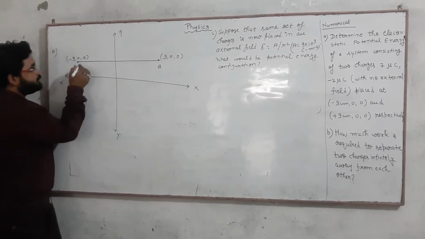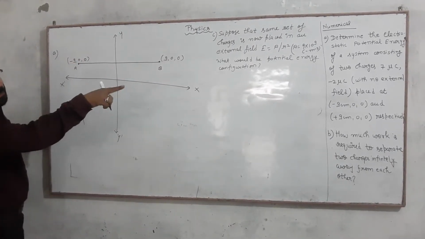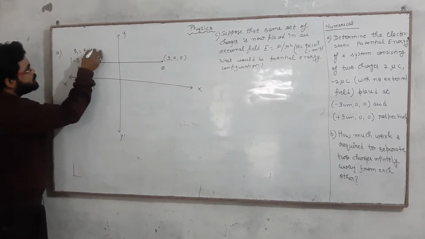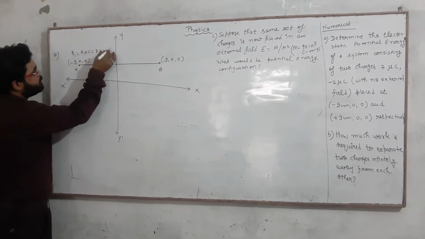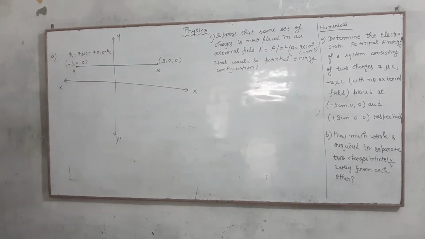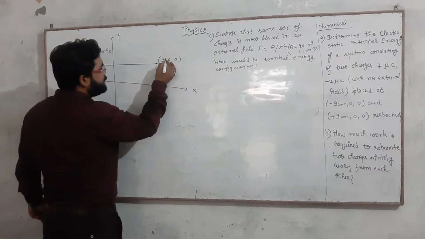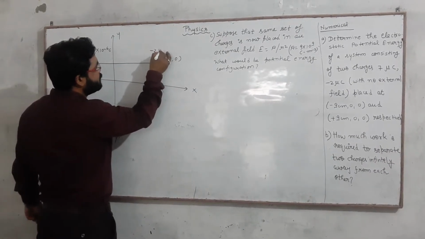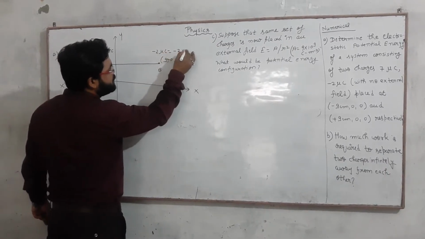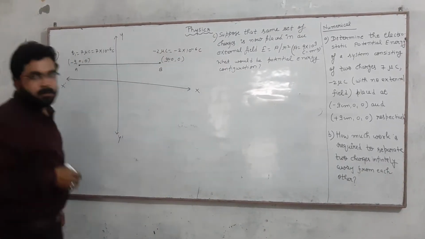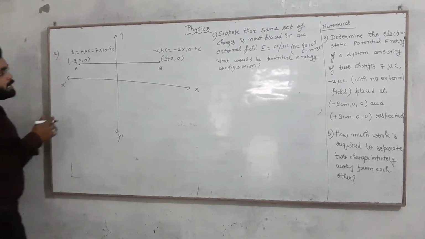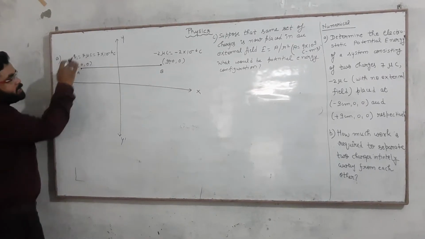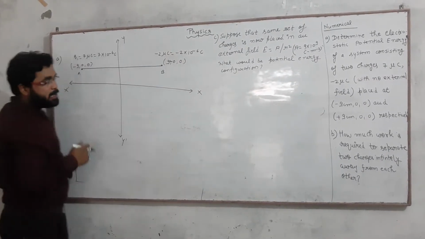The charge at A is 7 microcoulomb. So Q1 is 7 microcoulomb. If we change it into coulomb, it will be 7 into 10 to the power minus 6 coulomb. Similarly, here at B, the charge is minus 2 microcoulomb, so it is minus 2 into 10 to the power minus 6 coulomb. Fine. So here we are seeing there are 2 points A and B. At A the charge is this, and at B the charge is this.